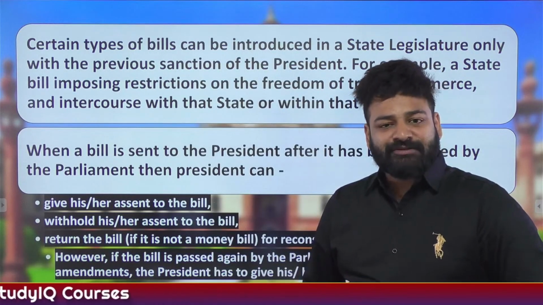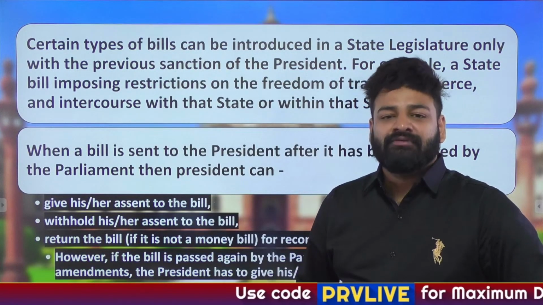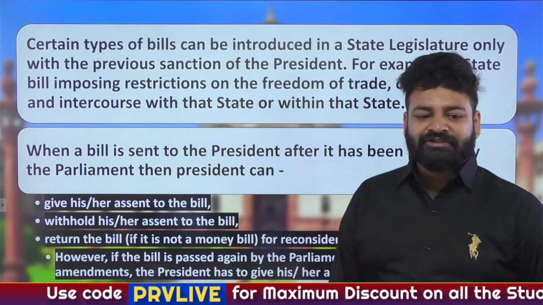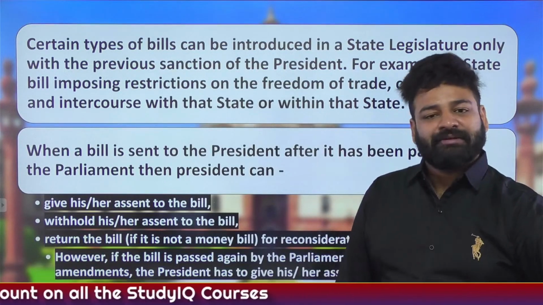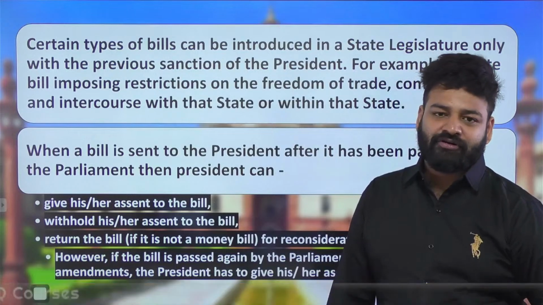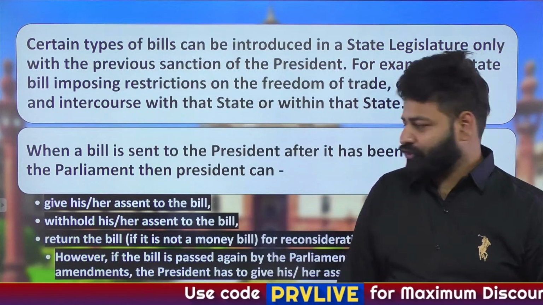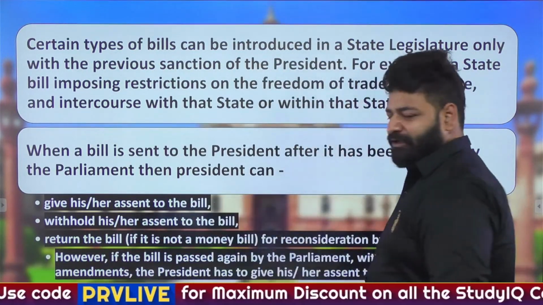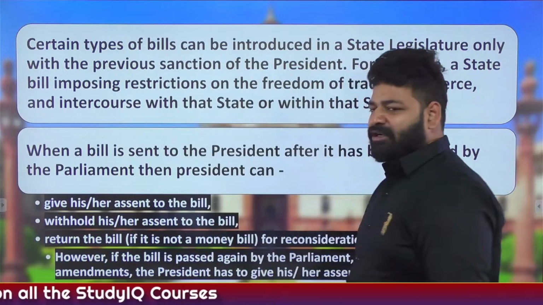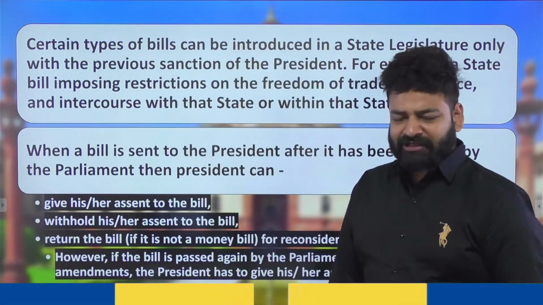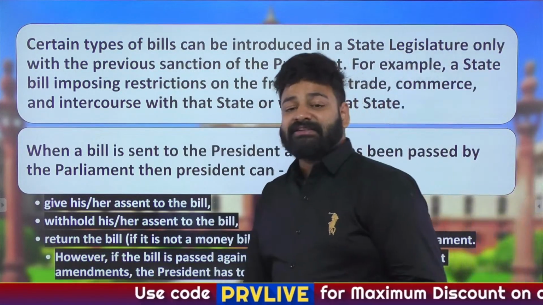What are they? Suspensive veto, as in the bill can be sent back for one-time reconsideration. Pocket veto, as in, I'll look after it. And absolute veto, which is providing the proper assent. Providing the assent to the bill, that is giving the assent. Next, withholding assent to the bill is known as the pocket veto, keeping the bill in the pocket and doing nothing. And third, returning the bill is what is known as the suspensive veto.